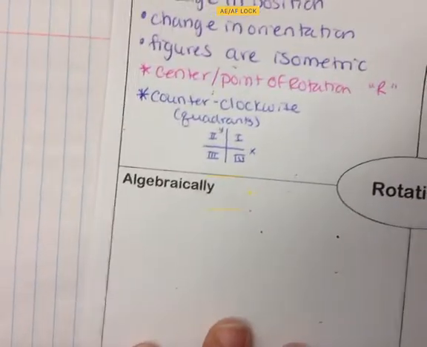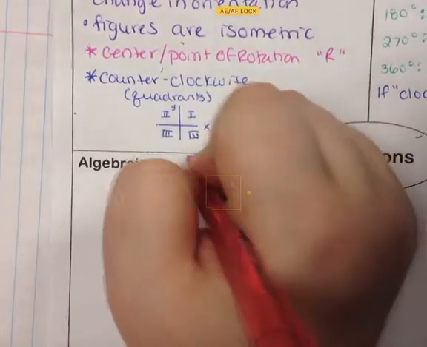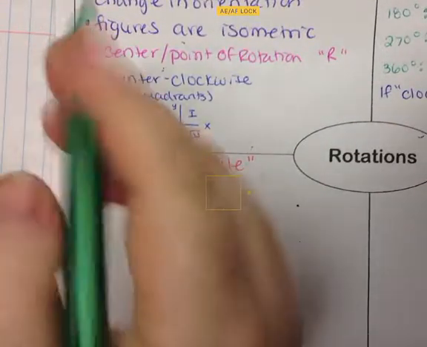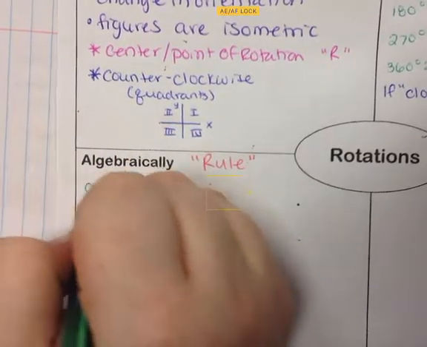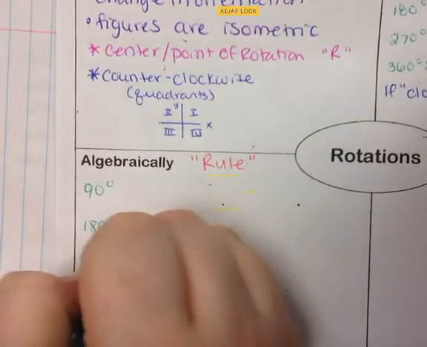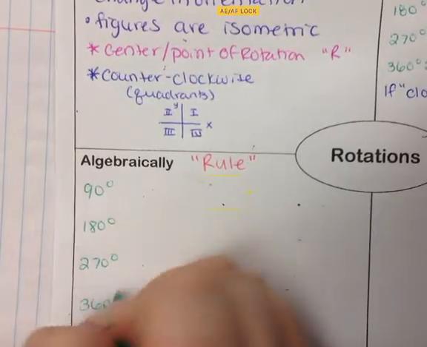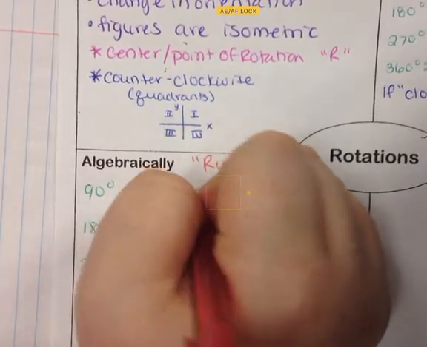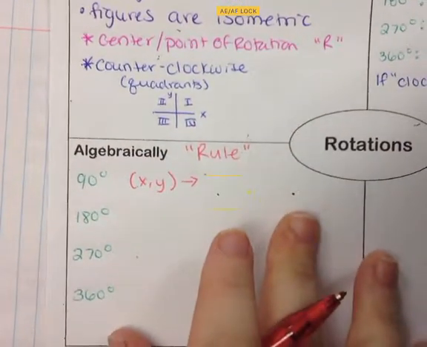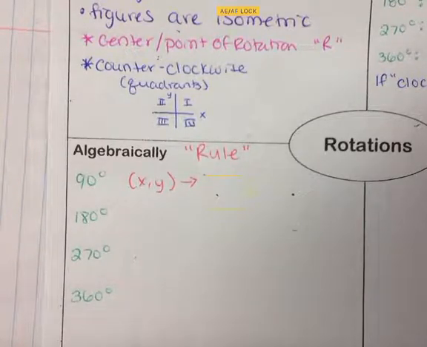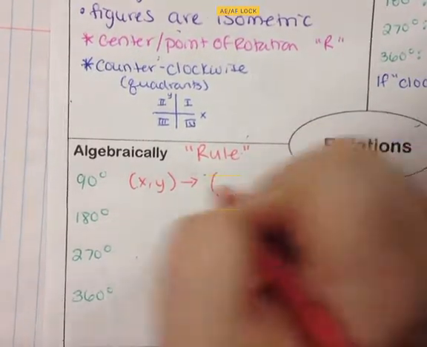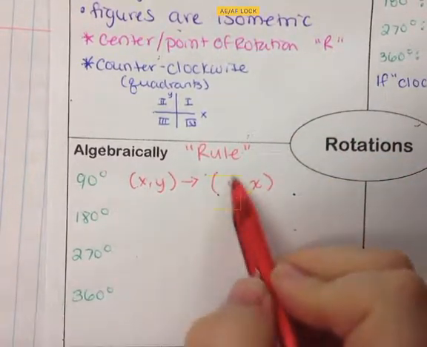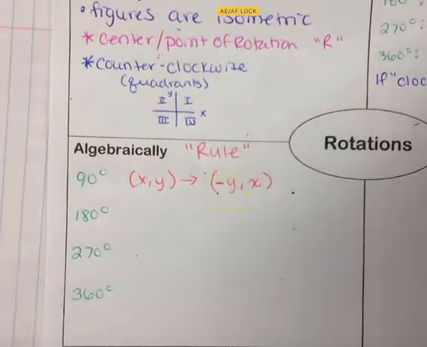For the algebraic, we're going to talk about the mapping rule. So this is the rule. If it asks for the rule, you write out the mapping rule. So we're still going to talk about the 4: 90 degrees, 180 degrees, 270 degrees, and 360 degrees. We're going to start with our pre-image, our (x, y). For 90 degrees, if we go back to what it said, flip them and then negate the front number. So if we flip them, it's going to be (y, x). And we want to negate the front number, which is right here. We want to change this sign. So it'll be (-y, x).